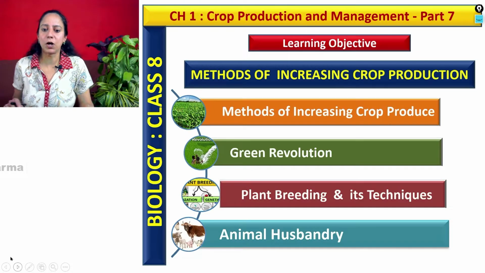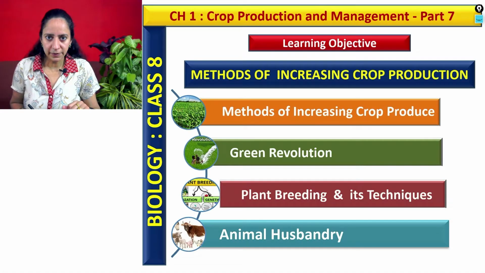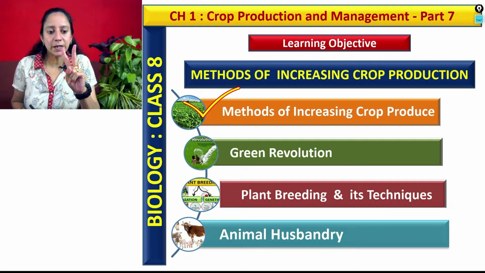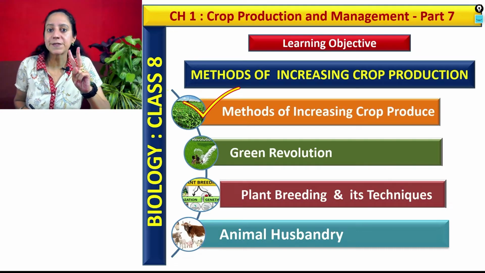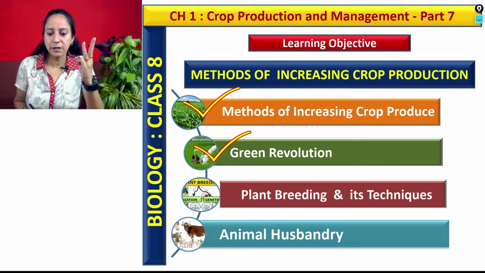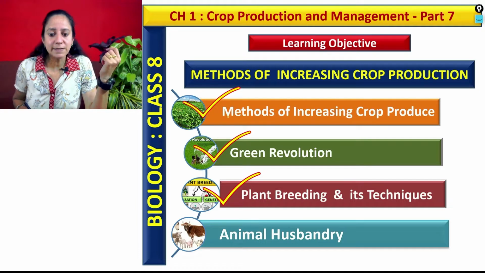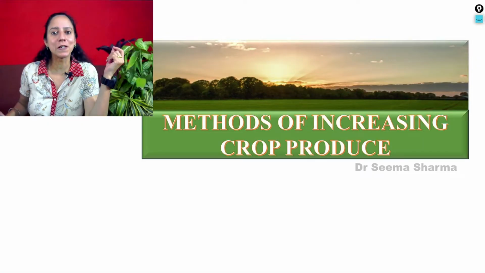The learning objective of today's video is, first, to explore methods of increasing crop produce. Second objective is to decode the meaning of the term green revolution. Thirdly, we will also come to know about different agricultural techniques which are used by scientists to develop new varieties. And lastly, our focus will be on animal husbandry. So students, please join me, watch this video till last. So let's explore together different methods of increasing crop produce.